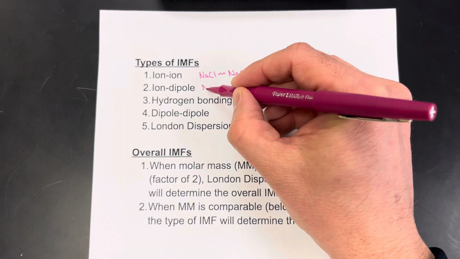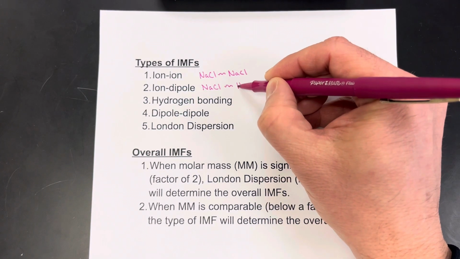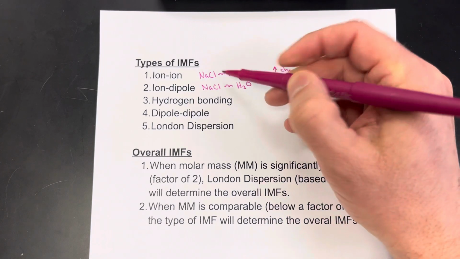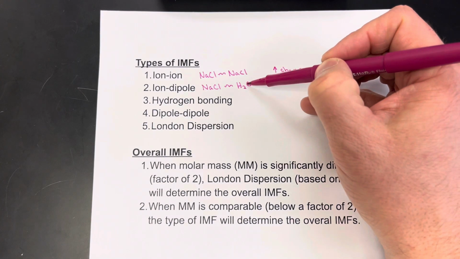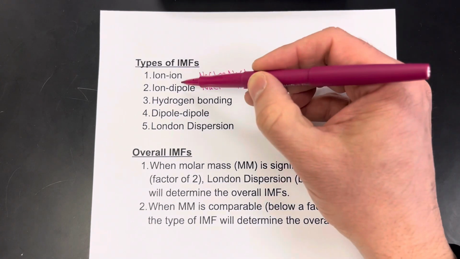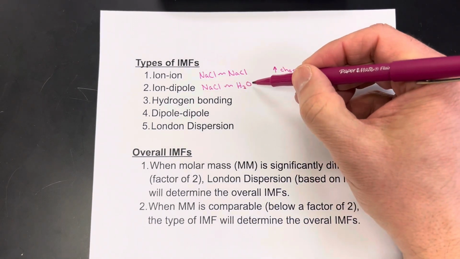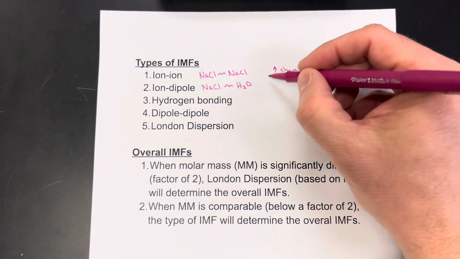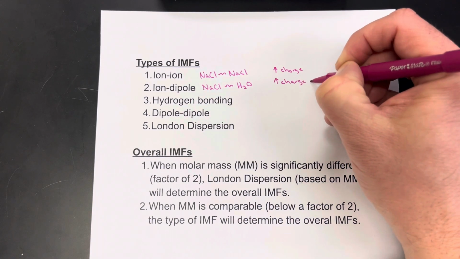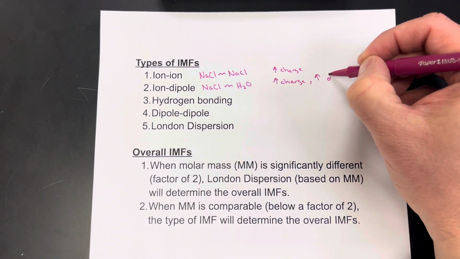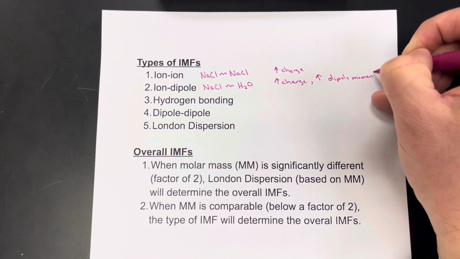Ion-dipole is going to be something like sodium chloride interacting with a water molecule. So this is the ionic species, so it's ion. This is the thing that has a dipole moment, so that's the dipole part. The way we increase this is once again by increasing the charge of the ionic species, or we could increase the dipole moment of the dipole species.